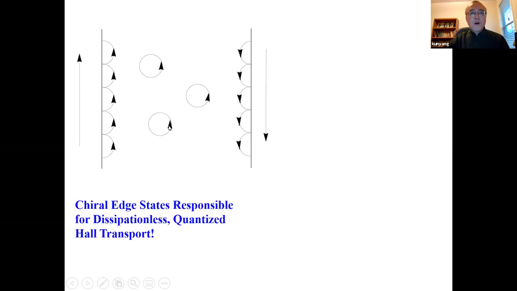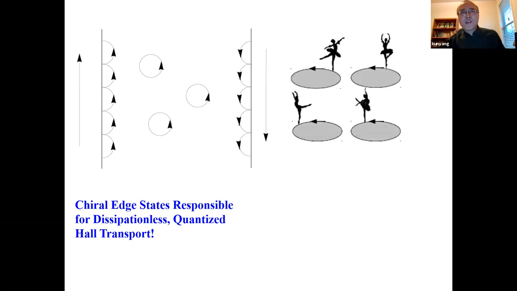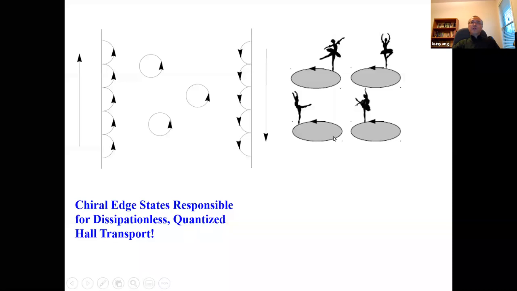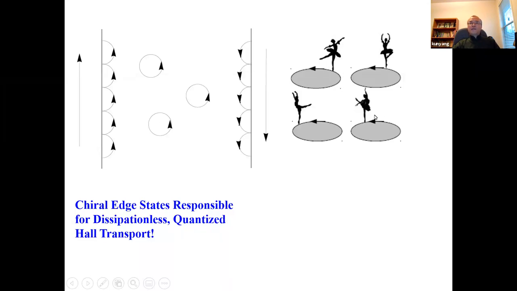So one way to characterize the integer quantum Hall effect is to use the so-called dancing pattern, which I think is a term invented by Xiao-Gang Wen. So the dancing pattern for the integer quantum Hall liquid is very simple. So each electron, which is illustrated as a female dancer here, just dances around her own orbital.